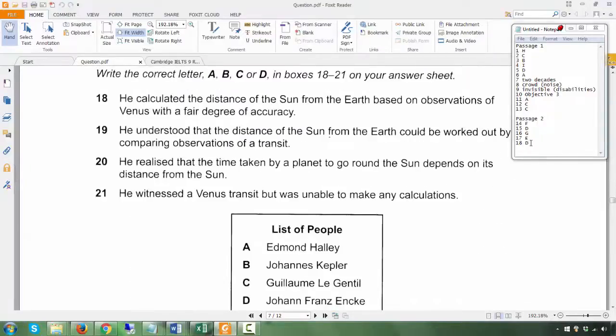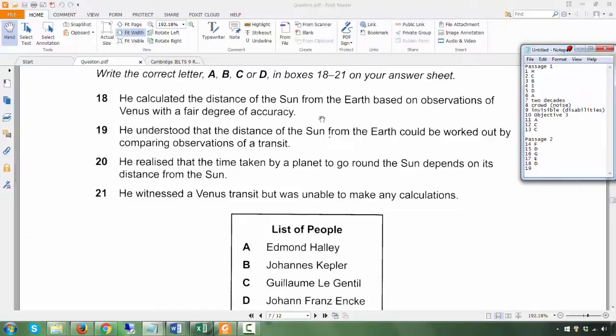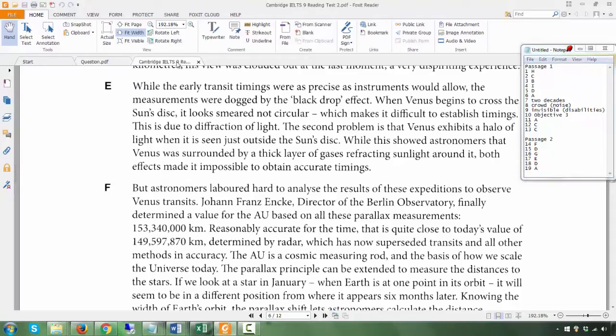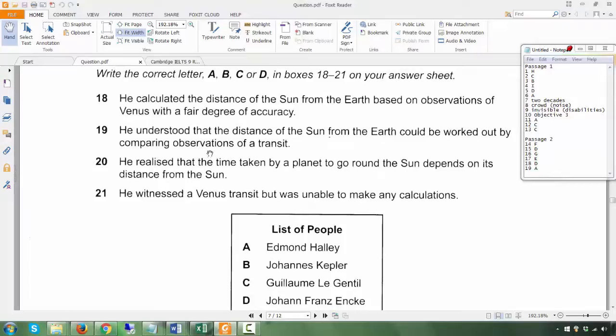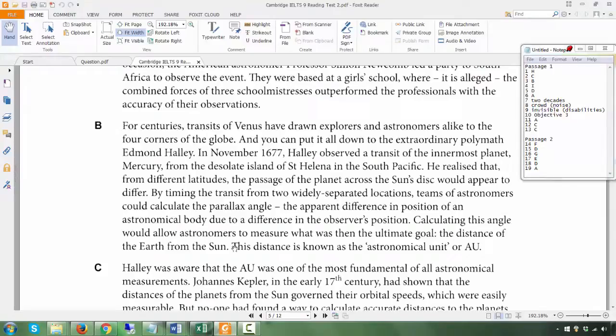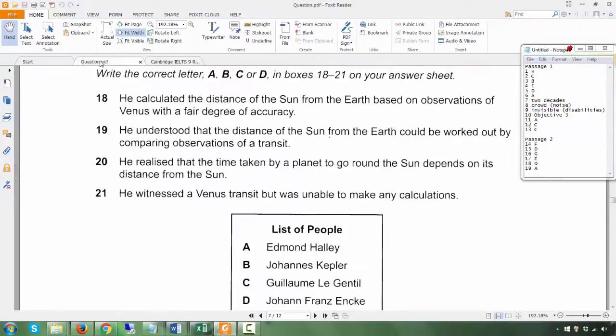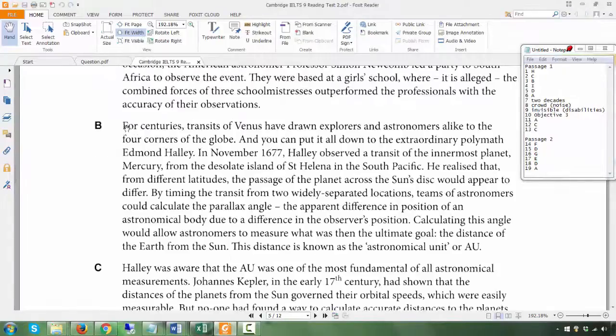Next, 19. He understood that the distance of the Sun from the Earth could be worked out by comparing observations of a transit. That would be A. The answer would be A, Edmund Halley. It's all here in B. Right? Through comparing observations of a transit, he managed to find the distance of the Sun from the Earth. Okay, so here again, he managed to find this by comparing observations of a transit. Okay, this whole paragraph is about that.